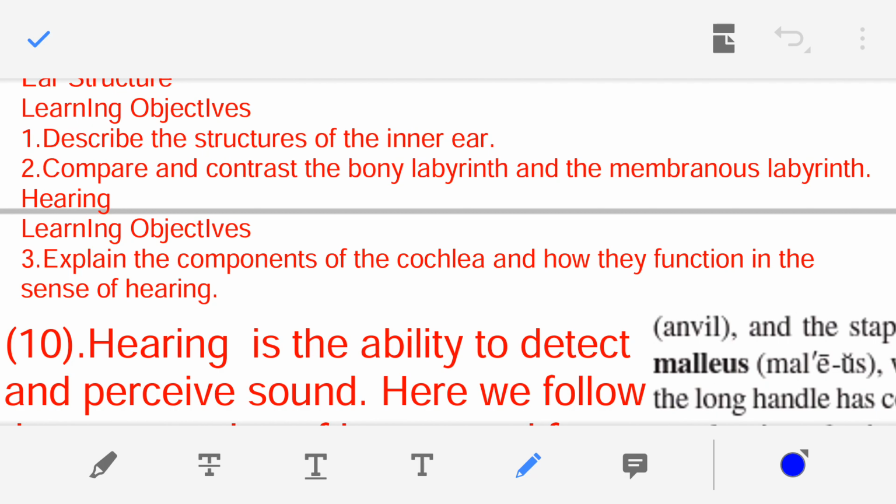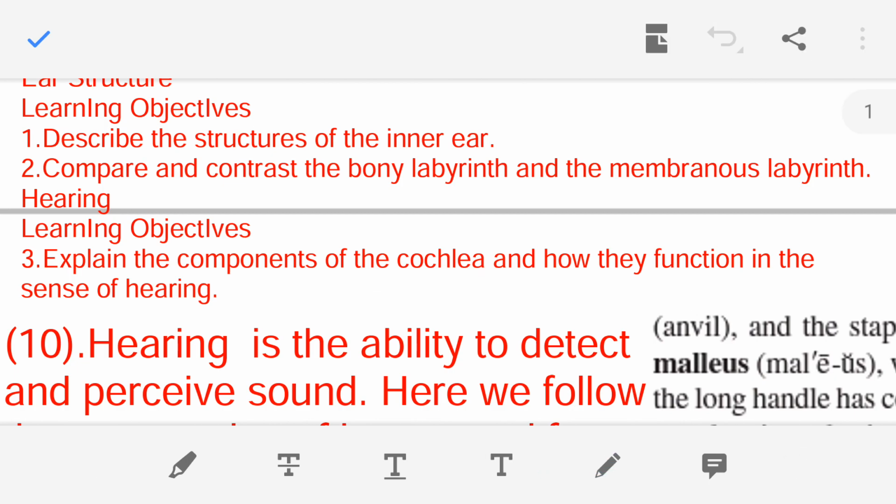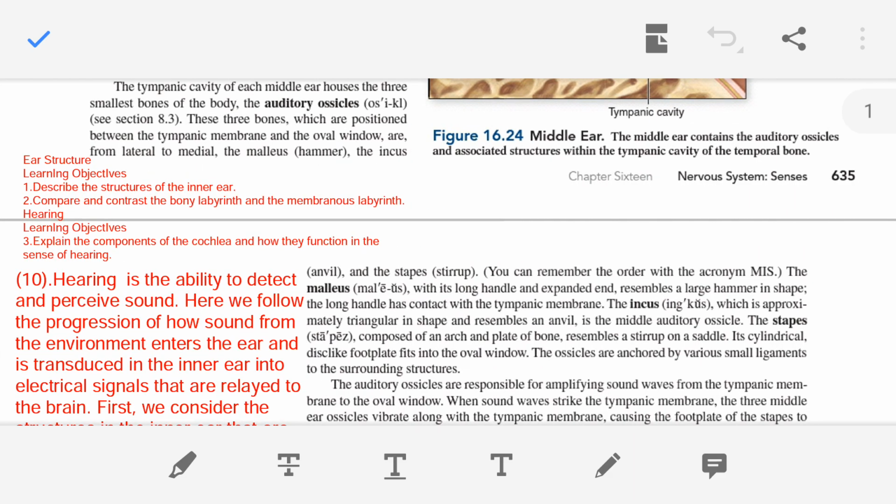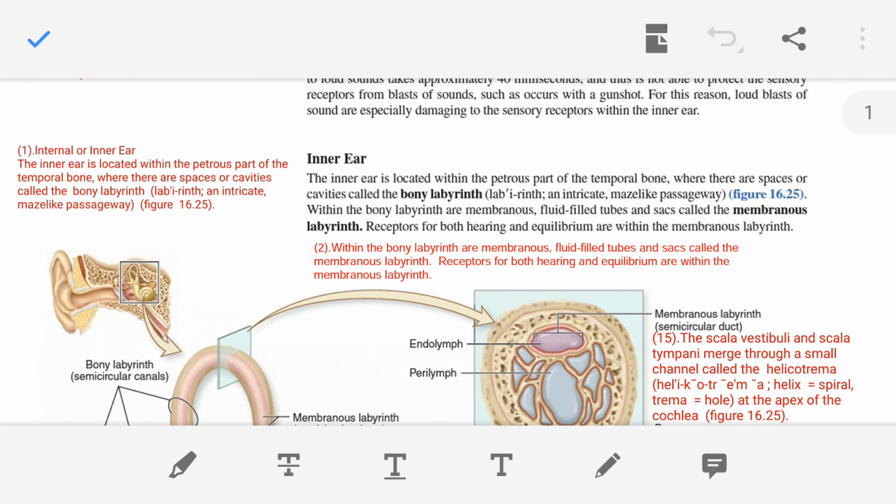These components include the cochlea, which is involved in our hearing process, and how this cochlea is involved in hearing, that also we are going to discuss. So now, starting with the first point.